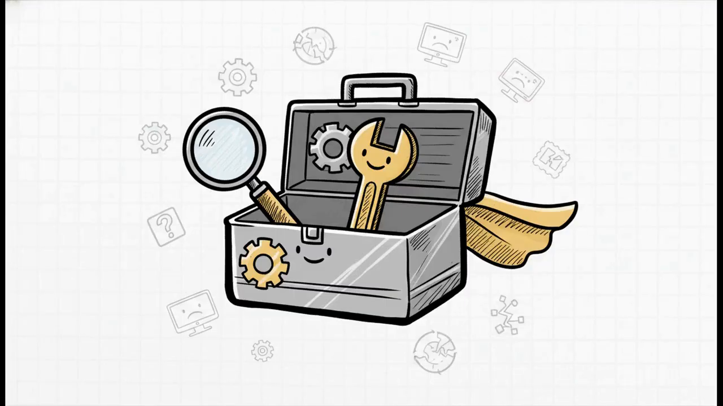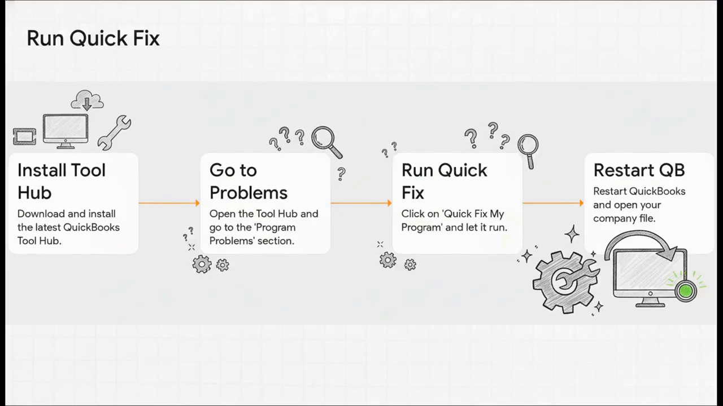Now, if that test tells you the problem is with the program, don't worry. Intuit has created a fantastic utility for this exact situation. Let me introduce you to your new best friend, the QuickBooks Tool Hub. It's a special app designed to automatically find and fix a ton of common QuickBooks issues. And using it is super straightforward. Just download it from the official QuickBooks website, install it, and open it up. You'll see a section called Program Problems. Go in there and click Quick Fix My Program. Let it do its thing and then give QuickBooks a restart. It's amazing how often this one tool solves everything.